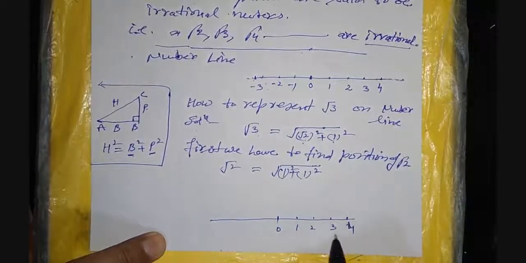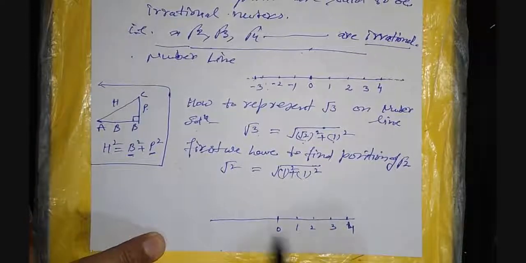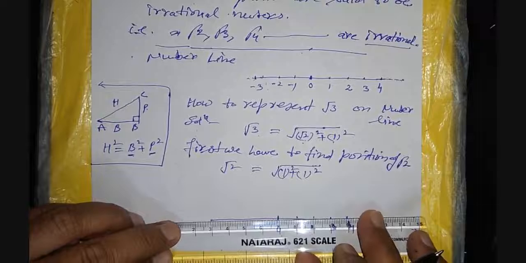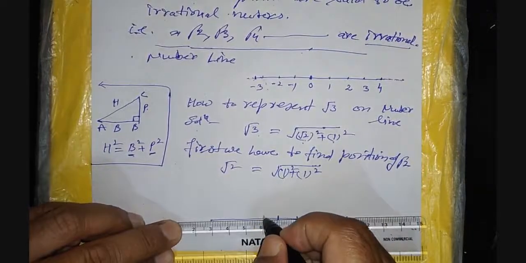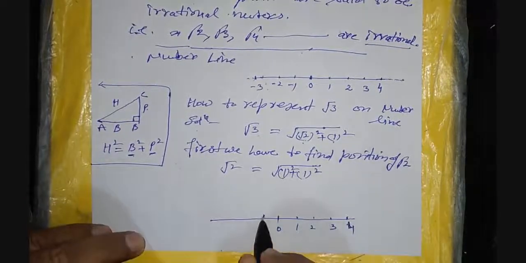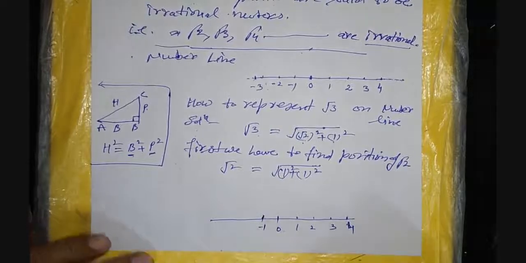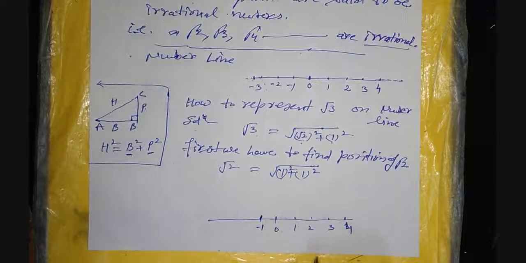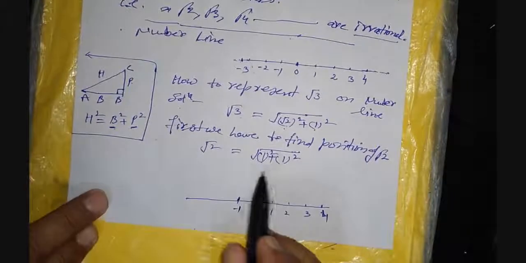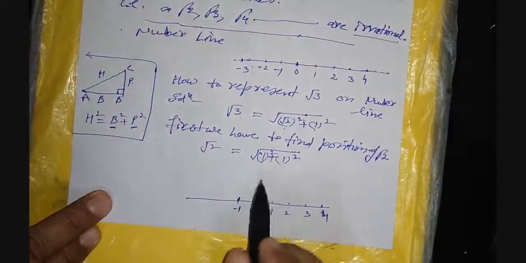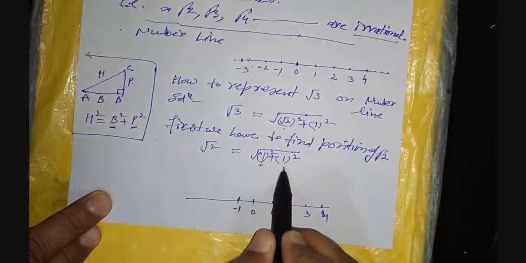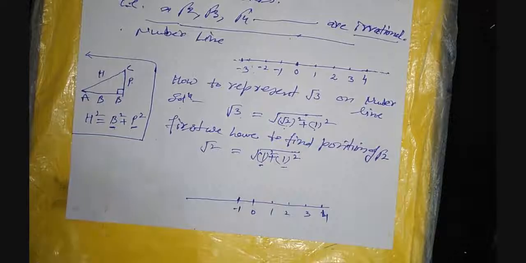This difference is 1 unit, and in the same way on its left side you can take values, but there is no need, as you know, because both of the values are positive. So we can take this value as base and this value as perpendicular.